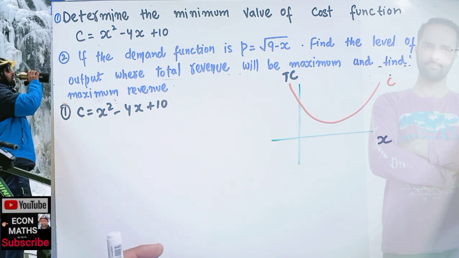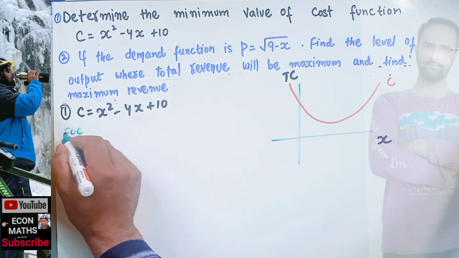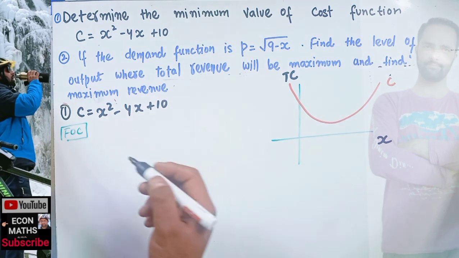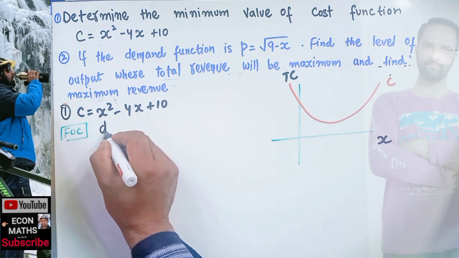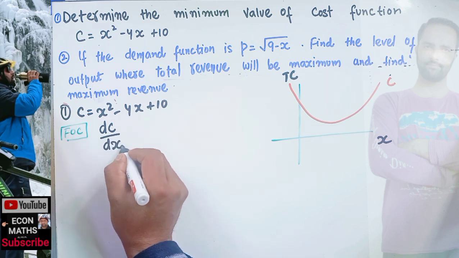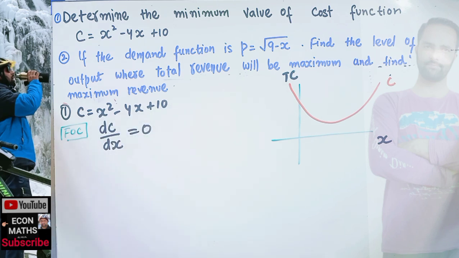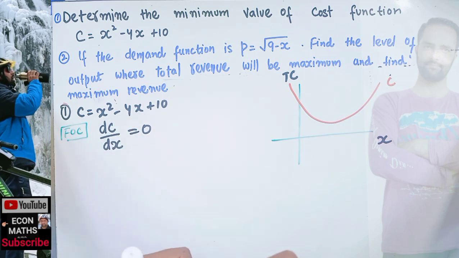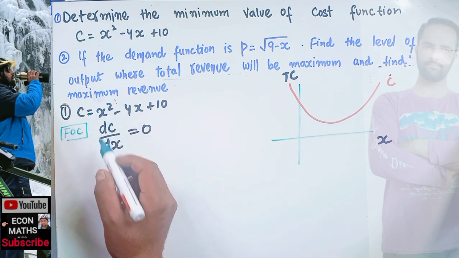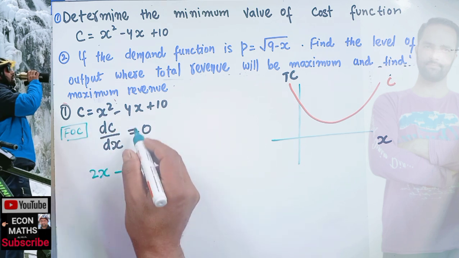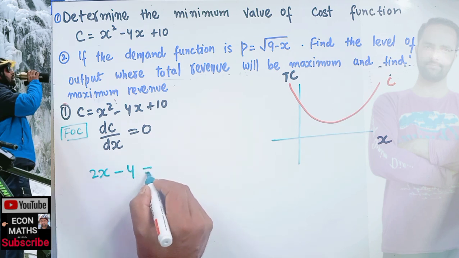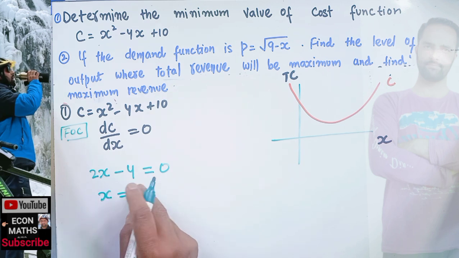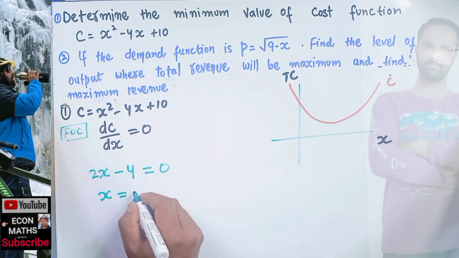To find the minimum value, there are two conditions. The first order condition for minimum or maximum is simple: the derivative of the cost function should be equal to 0. That means the first derivative of the cost function with respect to output should be equal to 0. Taking the derivative with respect to x, the derivative of x² is 2x, minus the derivative of 4x, which is 4, and we set it equal to 0. Solving for x, x will be equal to 2, because 4 upon 2 is 2.